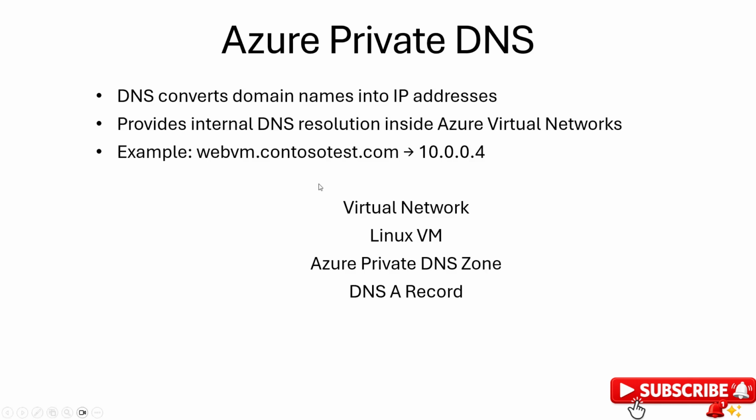Now let's head to the portal and see a demo. In this demo, we will create a virtual network. We'll create a Linux machine within the virtual network, an Azure Private DNS Zone resource, and a DNS A record. Then we log into the VM and see how the DNS name is resolved to this IP address.